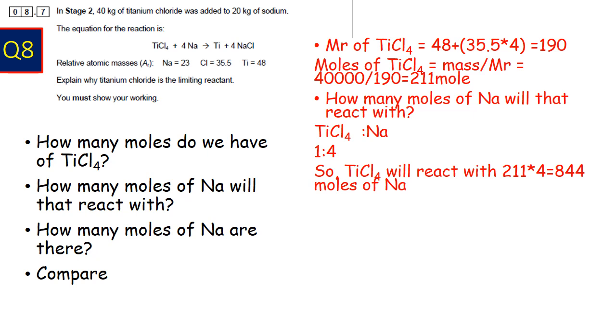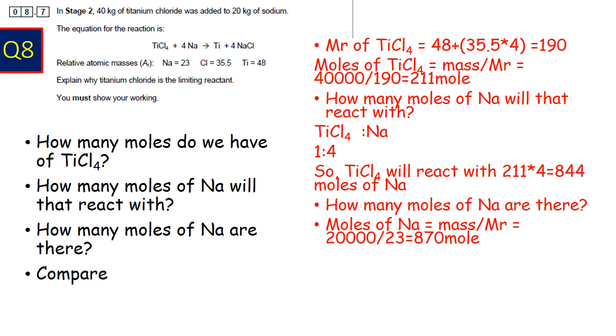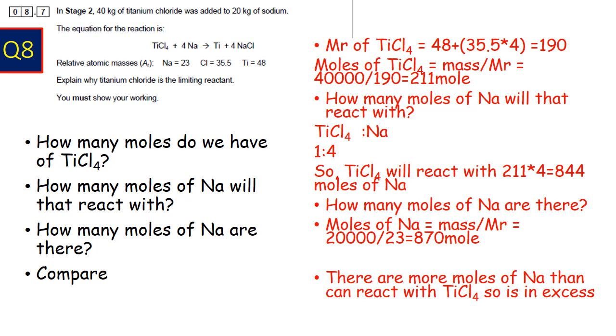So now we need to see how many moles of sodium we put into that reaction. We had 20 kilograms, that's 20,000 grams. We divide it by the Ar of 23, and that gives us 870 moles. So if we compare those numbers, for the amount of titanium chloride we had, it only needs to react with 844. So we've got more sodium than we need, and that shows that the sodium is in excess and that the titanium chloride is the limiting reactant.